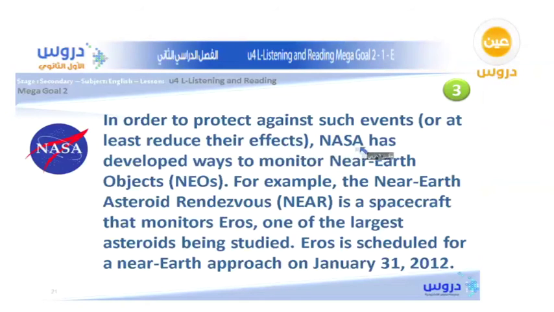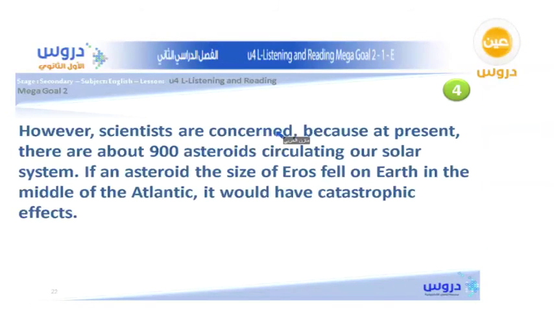However, scientists are concerned because at present there are about 900 asteroids circulating our solar system. If an asteroid the size of Eros fell on Earth in the middle of the Atlantic, it would have a very catastrophic effect. This is really threatening, that 900 asteroids in our solar system may fall on Earth. It will have a catastrophic effect, of course.